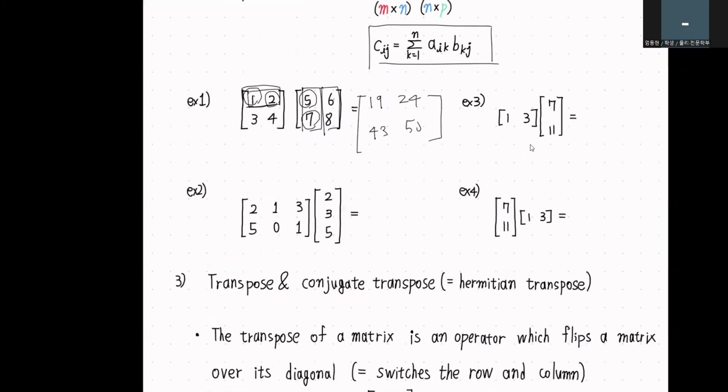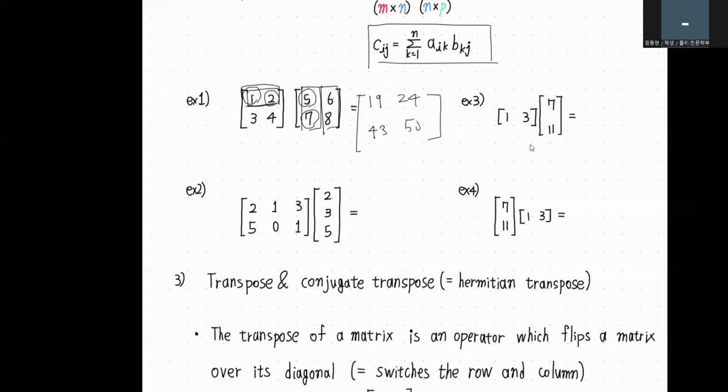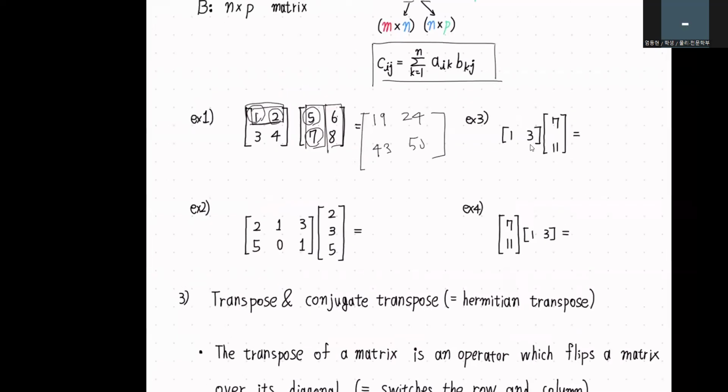So let's look at example 2. Here we have a 2 by 3 matrix multiplied by a 3 by 1 matrix. So if we have a 2 by 3 matrix, we would get 2 times 2, add 1 times 3, add 3 times 5.